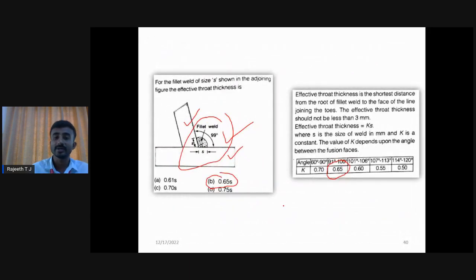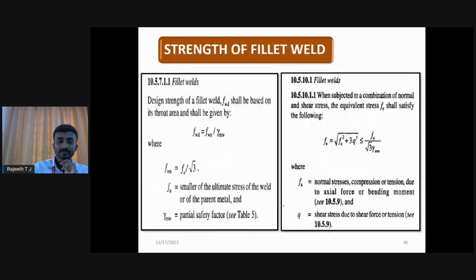That's why you should remember the throat thickness table. That is Table 22 of IS 800. So if you go for the strength of the bolt, in the case of a bolted connection, we calculated the strength of the bolt for shear and also bearing. In a similar way here, in the code, they have given for fillet welds like this.